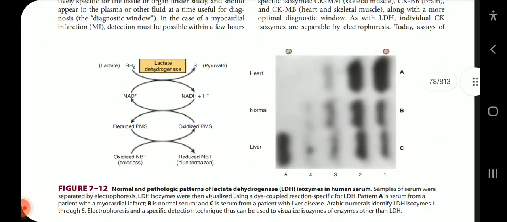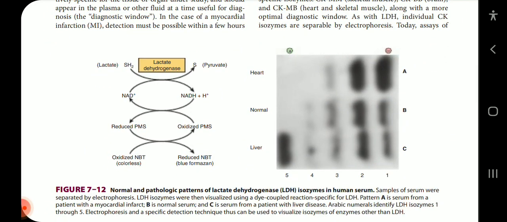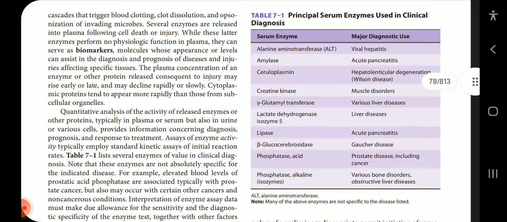So in this figure you can see normal and pathologic patterns of lactate dehydrogenase isoenzymes in human serum. Samples of serum were separated by electrophoresis. LDH isoenzymes were then visualized using a dye-coupled reaction specific for LDH. Pattern A is serum from a patient with a myocardial infarct, B is normal serum, and C is serum from a patient with liver disease. Arabic numerals identify LDH isoenzymes 1 through 5. Electrophoresis and specific detection techniques thus can be used to visualize isoenzymes of enzymes other than LDH.